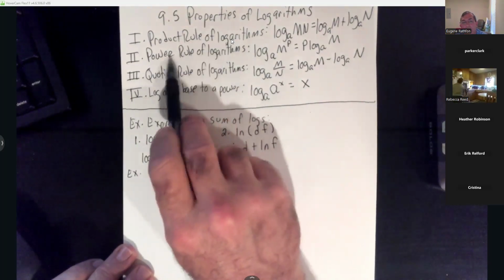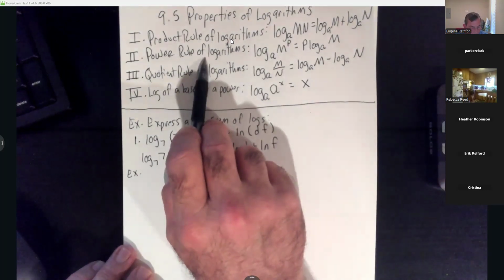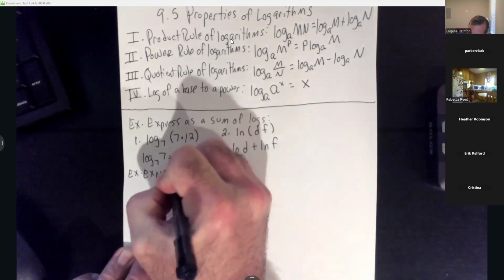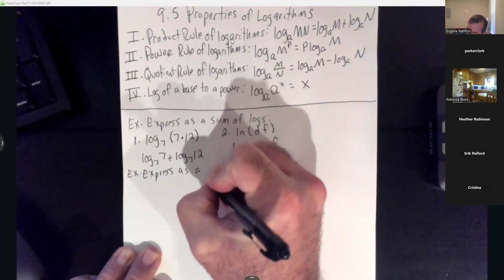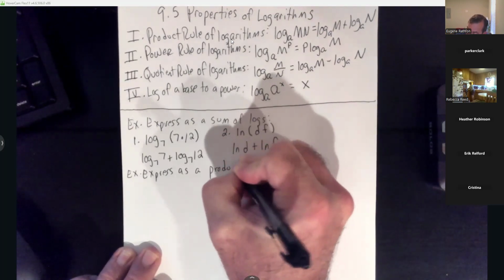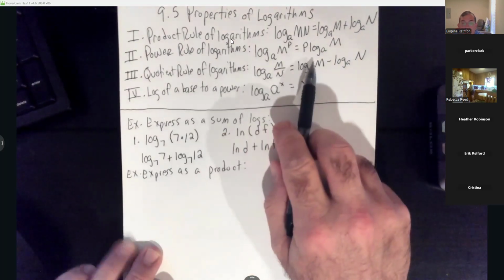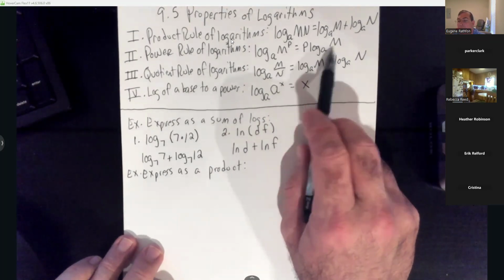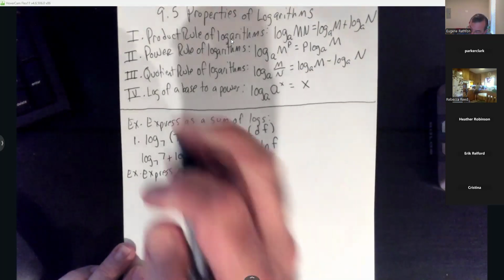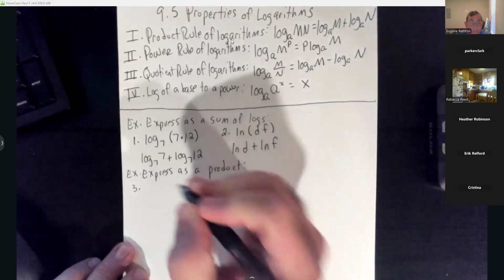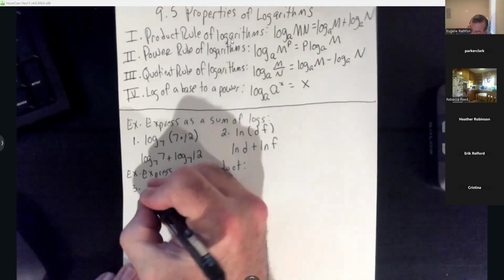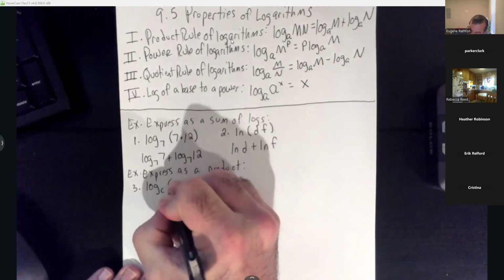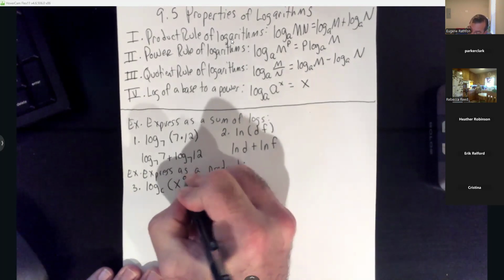Now we're going to look at 2 examples using the power rule. So for the power rule, they're going to say express as a product. Because the only one that's expressing things as a product is this power rule, where you take the exponent and multiply by the log. So these will be on number 3 and 4. So y'all, number 3, they're giving me log base c of x to the 9th.